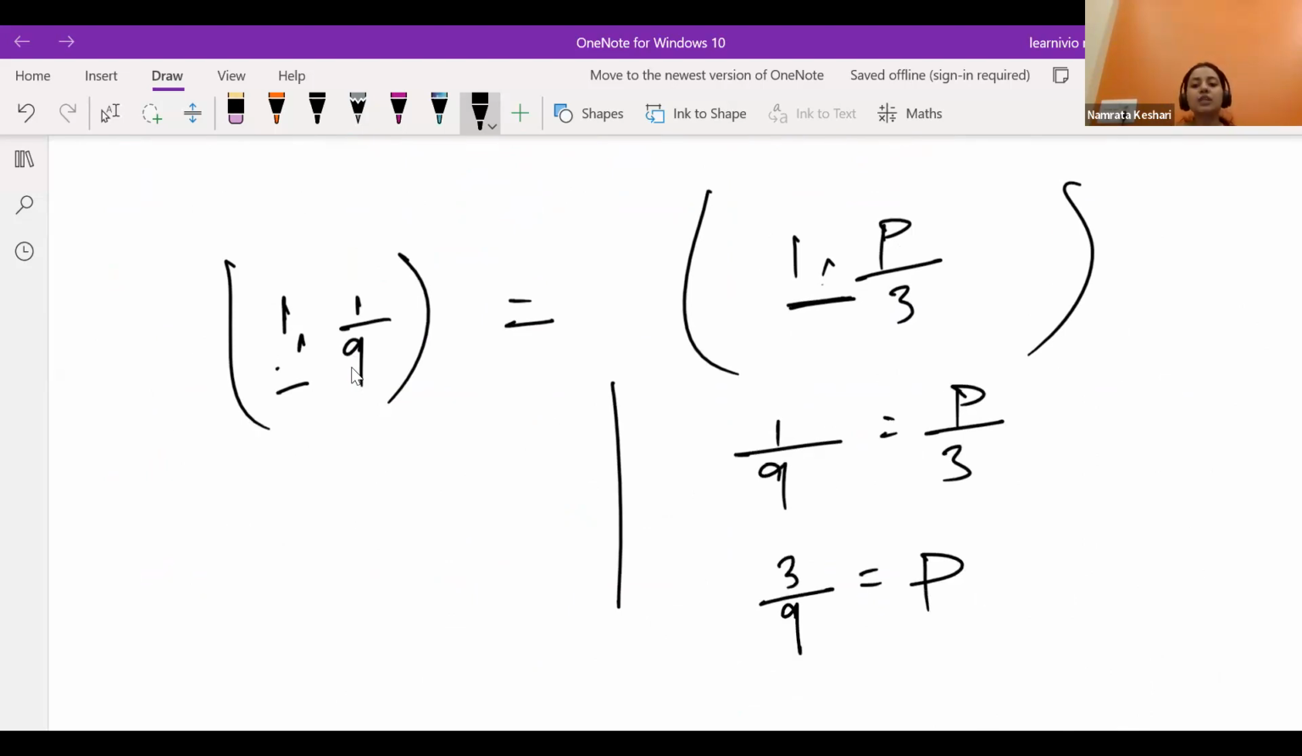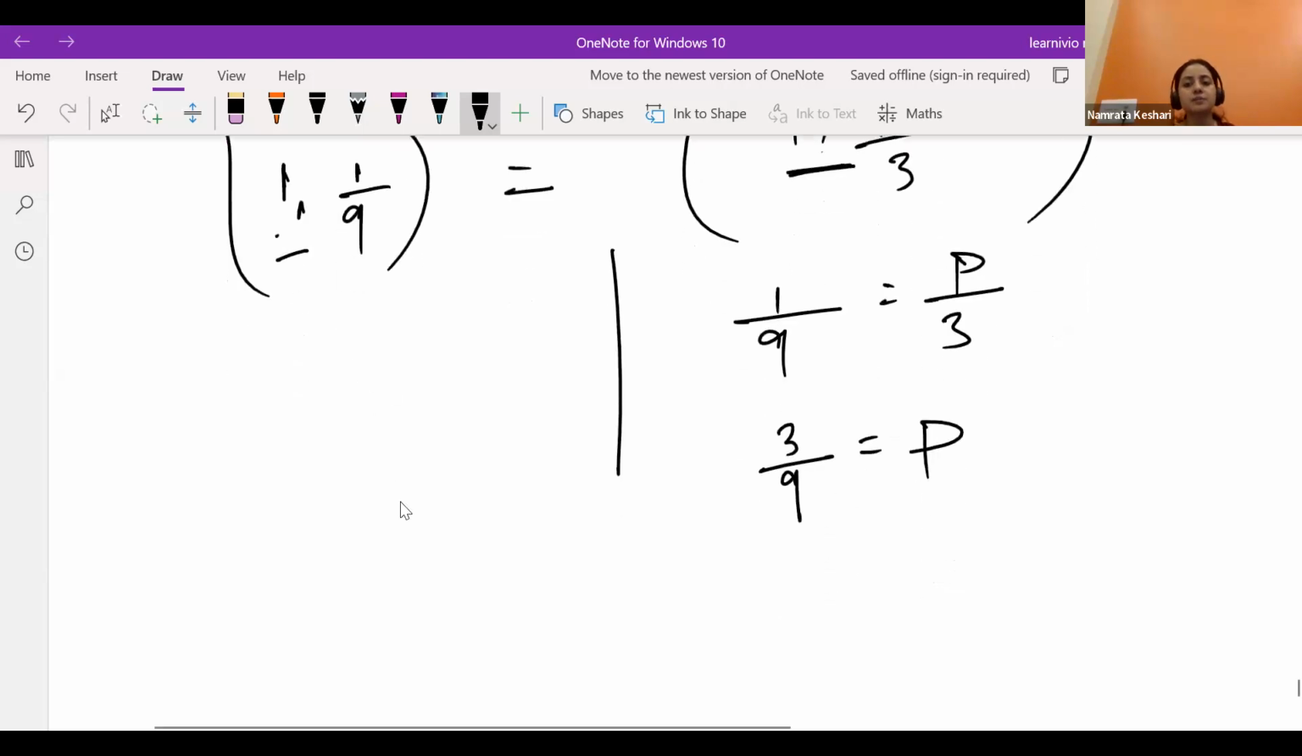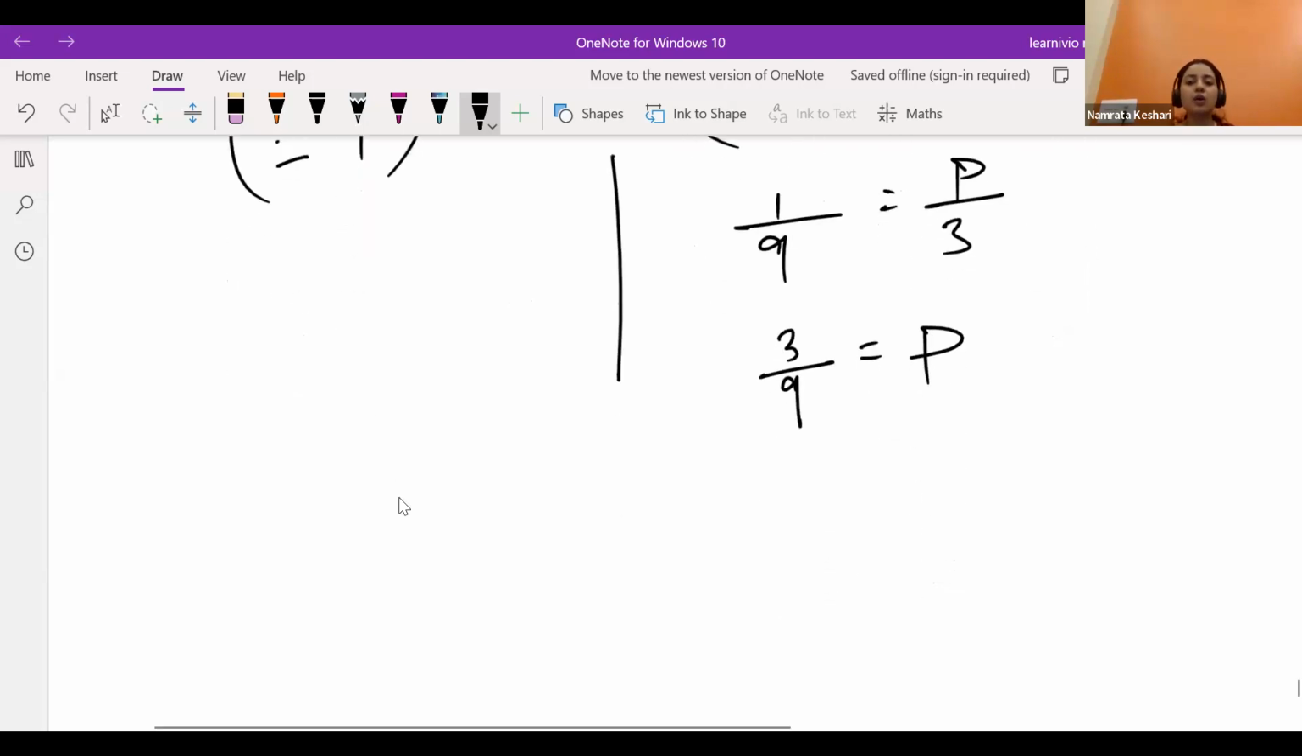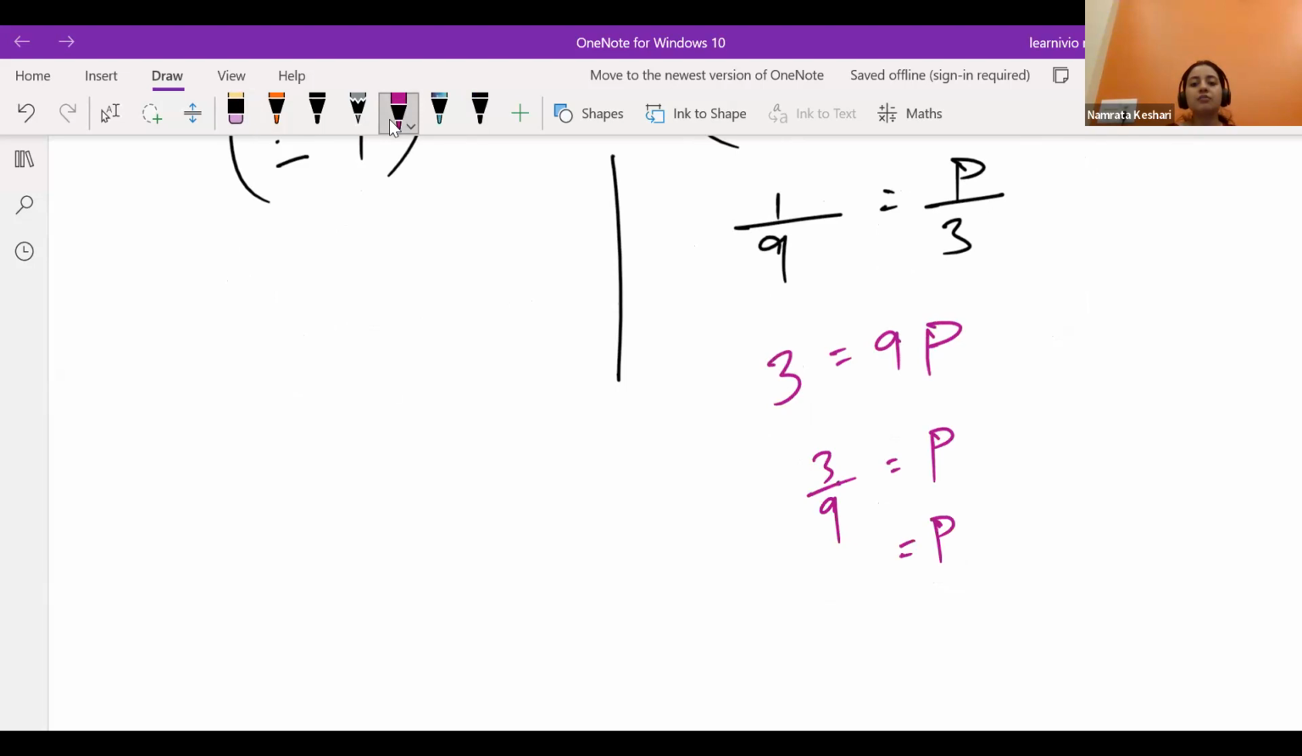What will be the value of p? Students, p का वैल्यू क्या होगा? 1 by 3 equals to 9p, and then we have to cancel it out. Let me write this one. 1 by 3 is equals to 9p, and p will be 3 by 9, and p will be 1 by 3. We got p as 1 by 3.